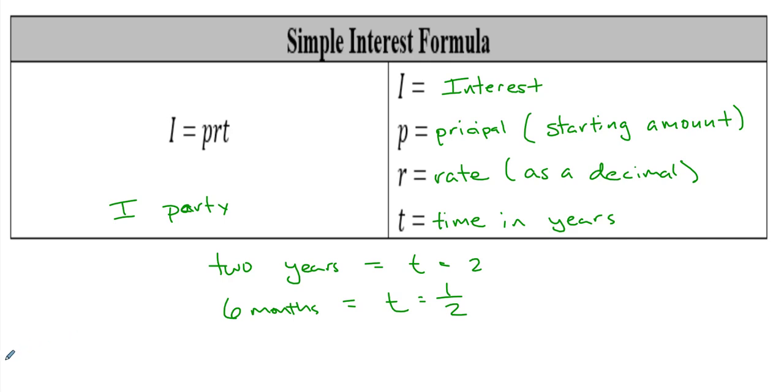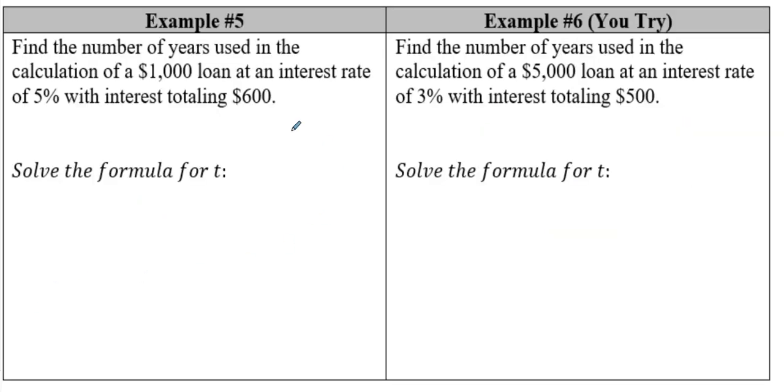Okay, I got some good examples for us. Let me flip this page. Boom. All right, example number 5. So we got this little prompt that says find the number of years used in the calculation of a $1,000 loan at an interest rate of 5%. It's actually not that bad if you're new. With an interest totaling of $600.